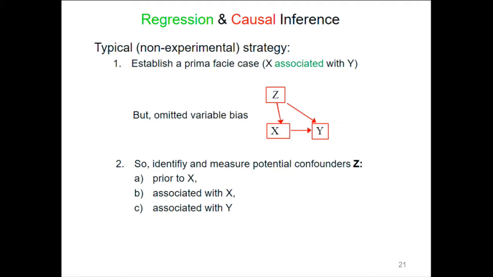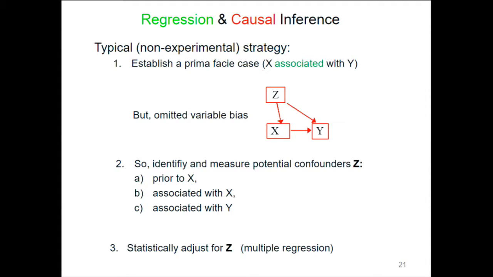And so what to do about the confounding is essentially identify and measure potential confounder Z. And the restriction is make sure those confounders are prior to X, that they're associated with X, and that they're associated with Y. So if you find variables, or you can conceive of variables that satisfy these three conditions, then you should put them into a regression as covariates. That is the advice that people get in methods courses throughout the world, I think it's safe to say.